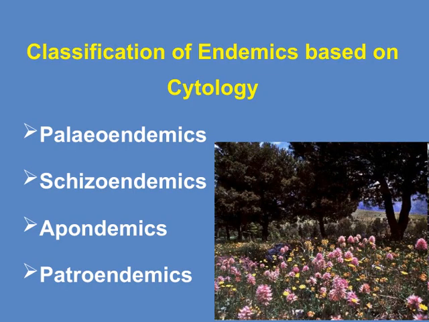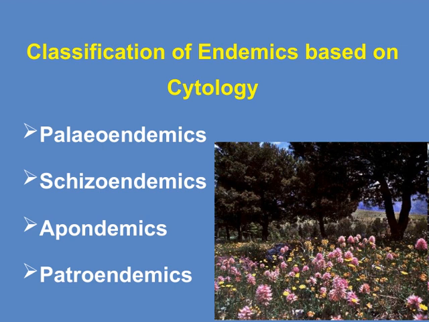Now, let's look at how endemics are classified based on their cytology. First, we have the paleoendemics, which are species that were once widespread but have now become restricted to a smaller area, often due to extinction of their previous populations. These are typically ancient species that have survived in isolated pockets.